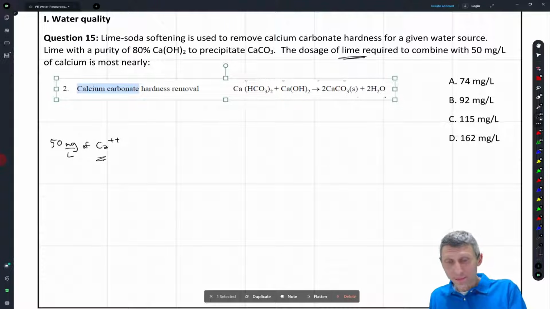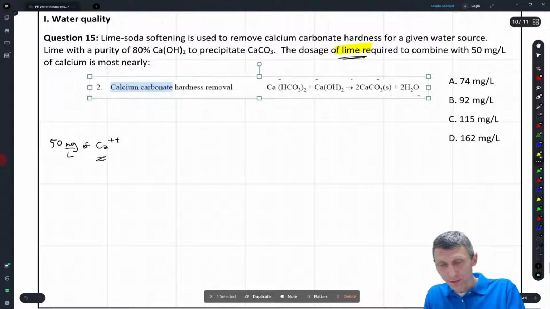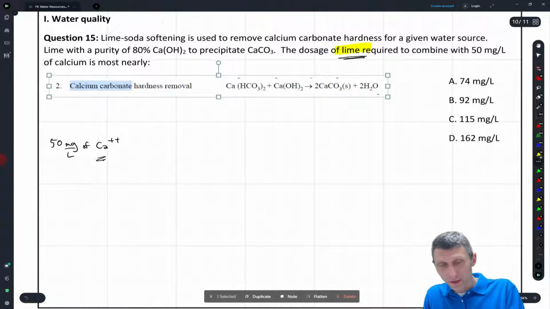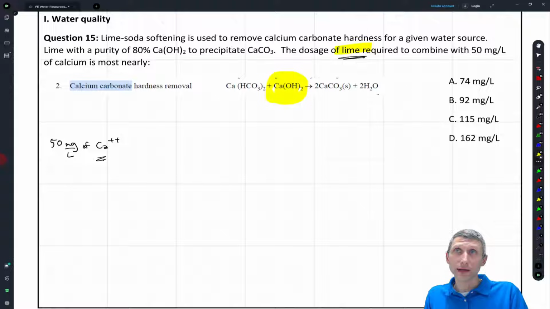So lime, this is what we're looking for. How much lime do we want to add to this thing? And this is our lime. So we want to go from calcium all the way over to lime. How do we do that?